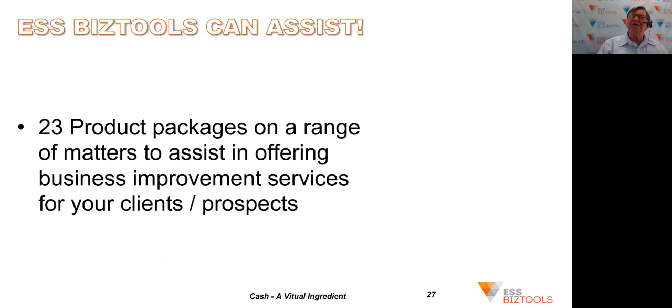And there's 23 product packages on a range of matters: Chief Financial Officer services, succession planning, debtors management, personal property securities register, all prepared the same way. They've been prepared to assist you to offer these sorts of advanced services without having to spend hundreds of hours on writing the material yourself. And if you work out the cost of hundreds of hours at partner rates in preparing material, I think it would cost more than a few hundred hours, probably at least a year's work, if not more, for a partner to produce what we have within ESS BIZTOOLS, because it's taken us a long time to prepare it all.